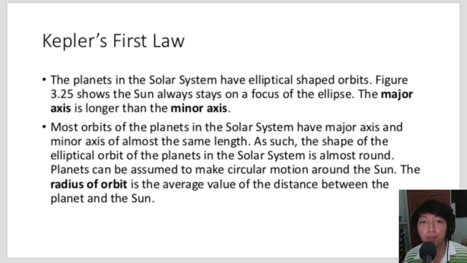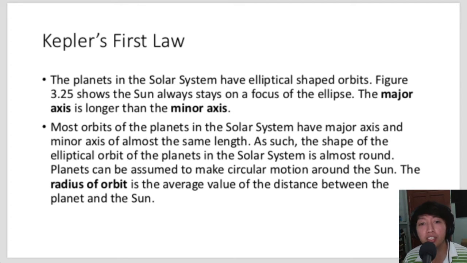All right. So the planets in the solar system have elliptical shaped orbits. Okay. Figure 3.25, which we'll see later, or you can also see in your textbooks, shows the sun always stays on a focus of the ellipse, meaning to say, even though the planet is always going around the sun, the sun is not always exactly in the middle, and we'll see that later. The axis, meaning if we were to take a line and go from one point to the other point of the ellipse, the major axis is longer than the minor axis.